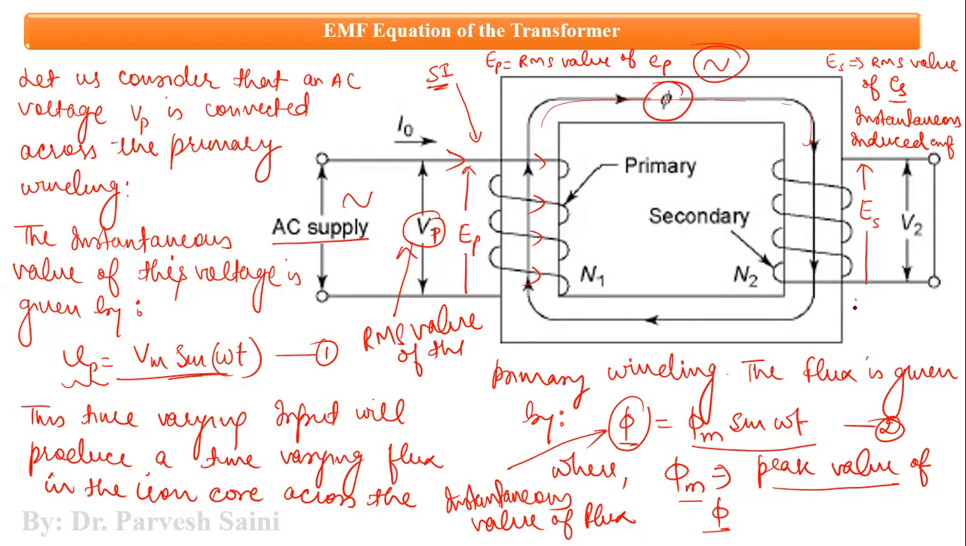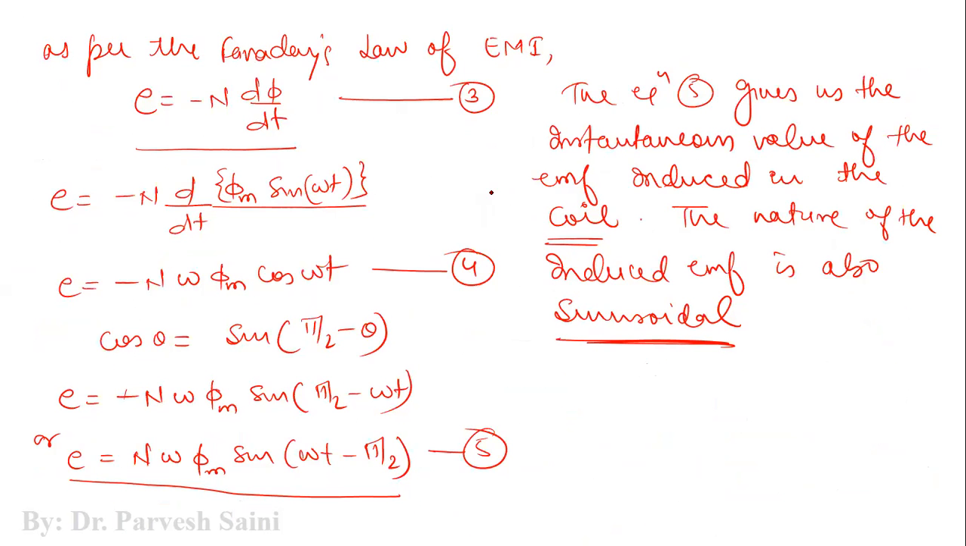So this is what happens actually. Here we have the mutual induction, and here we have the self induction. Self induction in primary, mutual induction in secondary. So whatever happens, whether it is because of self induction or because of mutual induction, the EMF equation will always be given by this particular equation number 5.